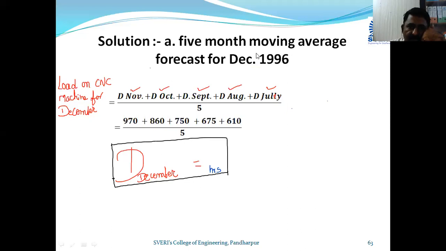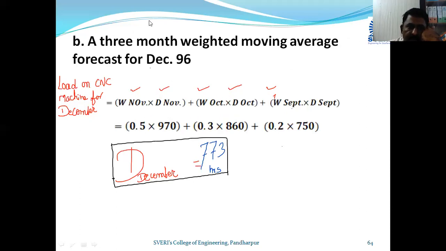I think 773. Okay. Let us proceed for next. Right answer. So I will mention here the answer is 773 hours. Okay, let us proceed to next part. Second part of this particular example.